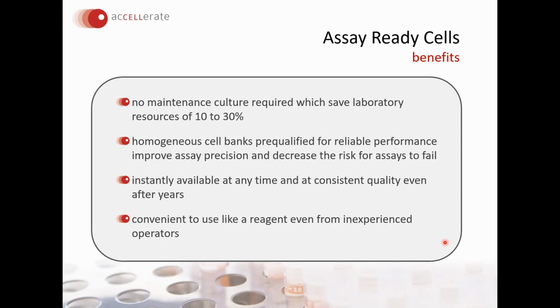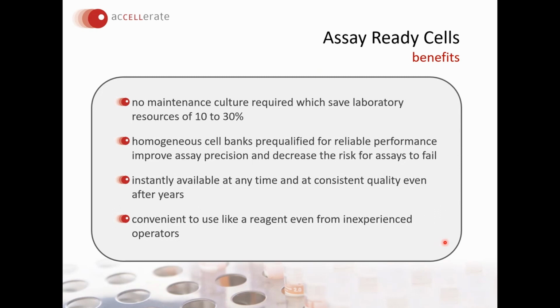So first of all, you save some laboratory resources. We did some calculations on that. It's 10 to 30%, depending on the assay type and the cell type, of course. Simply by using Assay Ready cells, which have been prepared in a large homogeneous batch, you reduce the work compared to a continuous maintenance culture. The most important part, in particular for the use in bioassays, is that you have a homogeneous cell bank of pre-qualified cells which reliably perform.